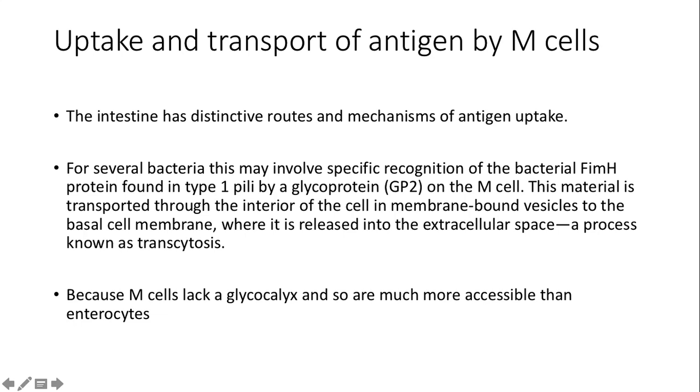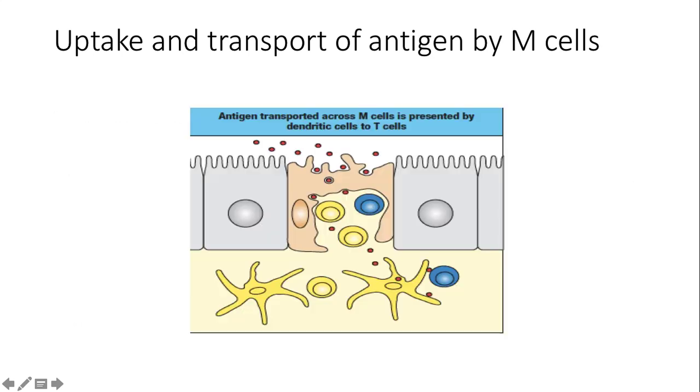Another distinctive feature of the mucosal immune system in the gastrointestinal tract is the uptake and transport of antigens by M cells. So antigen present at the mucosal surfaces must be transported across an epithelial layer from the lumen, so it can be presented to the antigen presenting cells before it can stimulate the mucosal immune system. Thus the intestine has distinctive routes and mechanisms of antigen uptake. This panel illustrates the passage of antigen through the M cells.